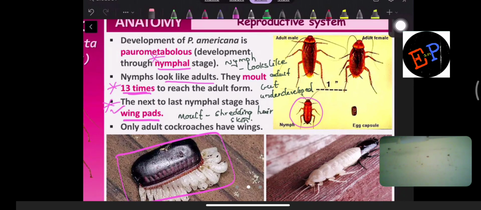So only adult cockroaches have wings. It means in the 12th stage, wing pads are present, but wings are not developed. Wings are developed after the 13th molting. Then only it is fully developed and will have fully grown wings.